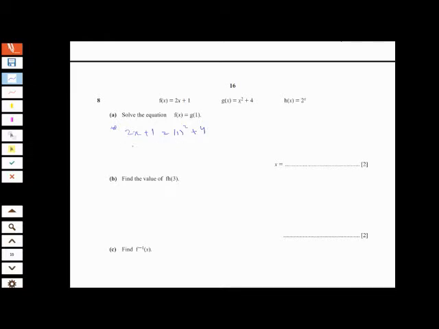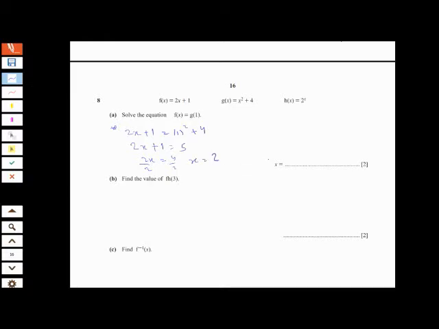So it's 2x + 1 equals 5. 2x equals 4, divided by 2, divided by 2, x equals 2.